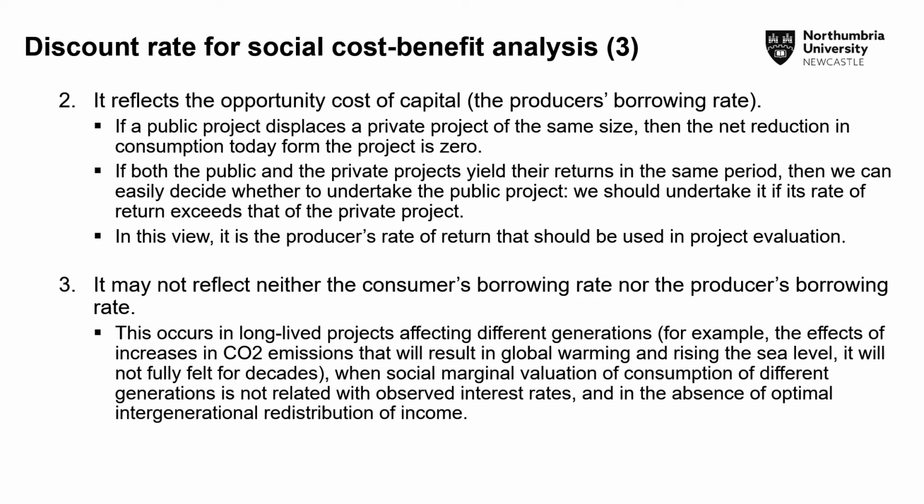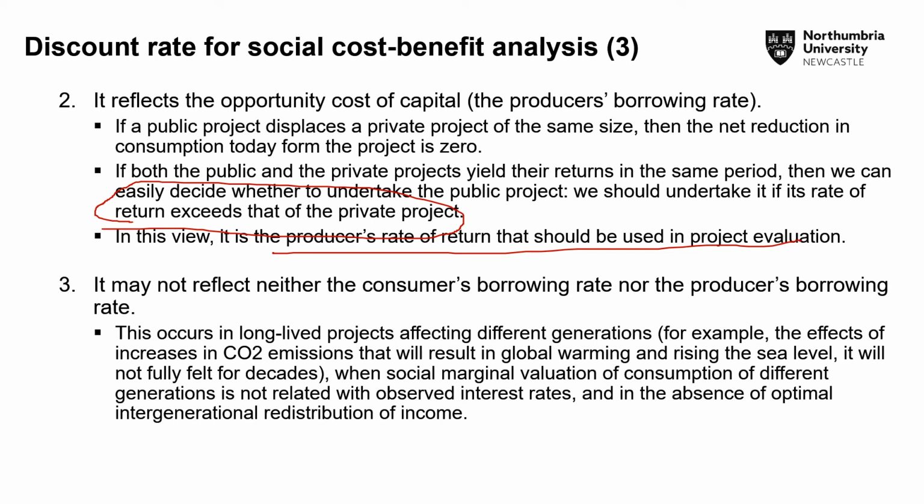So that is the first condition that we need to determine in order to use this method. Will this project do what a private project will do? Will it achieve the same aims and the same product? Then we need to look at whether both the public and private projects yield returns in the same periods, and then we can decide whether to undertake the public project. We should undertake it if its rate of return exceeds that of a private project. So that is the important criterion. In this instance, the producer's rate of return should be used for the purposes of project evaluation.